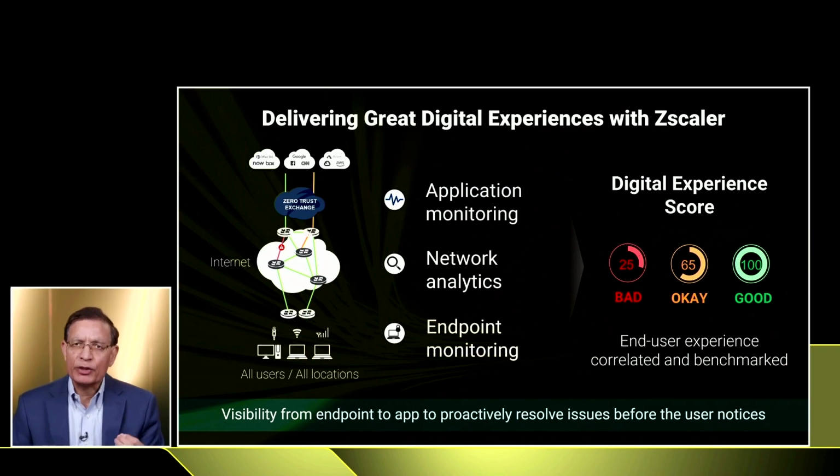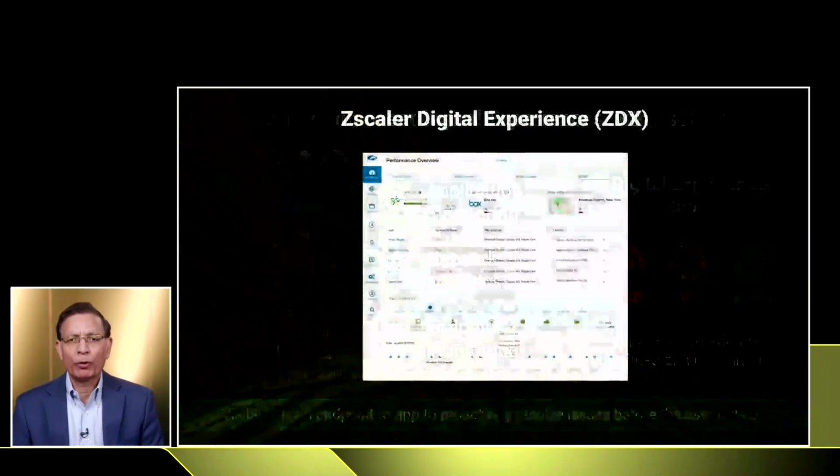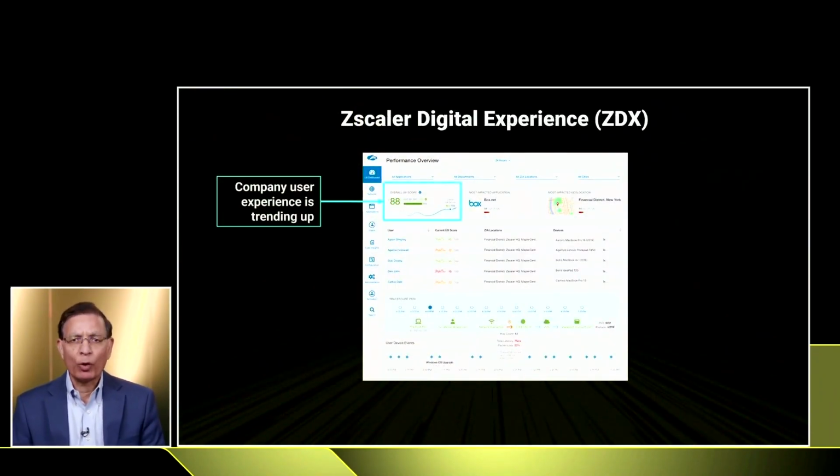By collecting this telemetry in real time, we actually compute a digital experience score for every user for X dozen applications you may want to track. So you no longer have to struggle to find out what's wrong where. You can actually pinpoint what's happening and why. This screen helps you show how ZDX helps you figure out these issues.